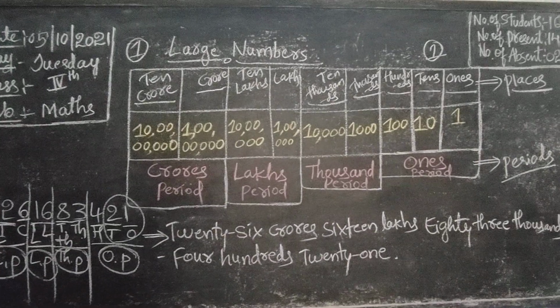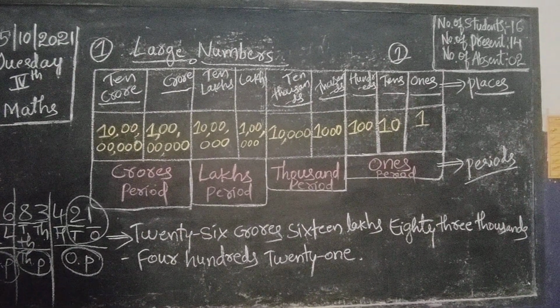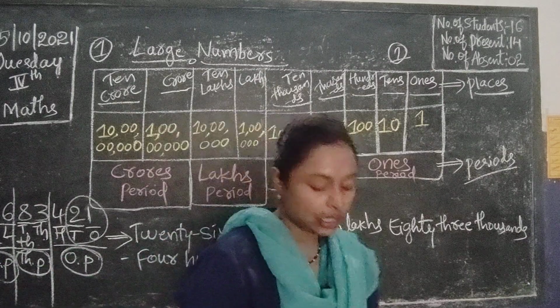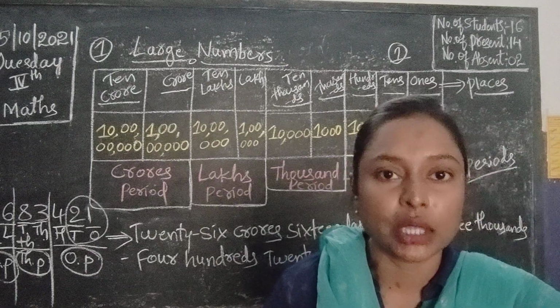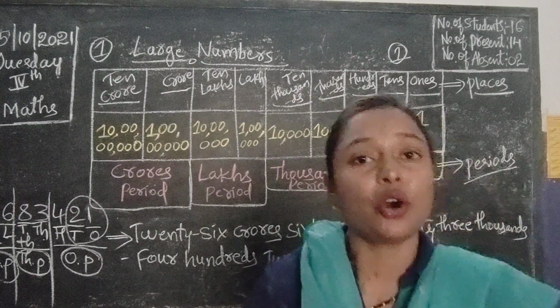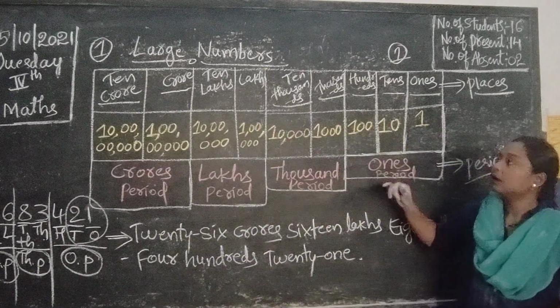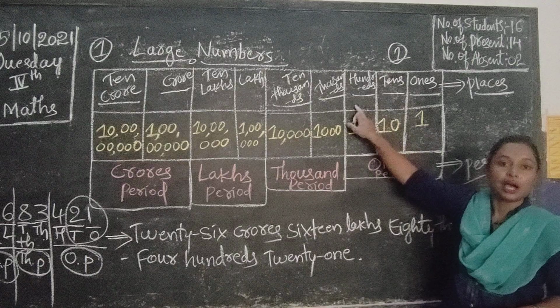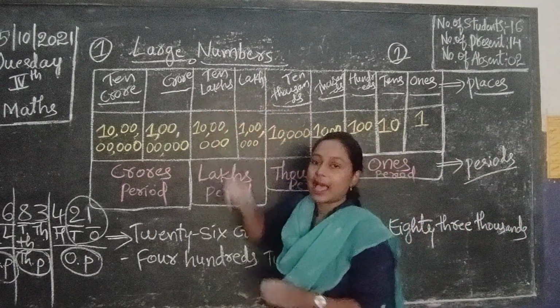Number in the word form. Yes. So here we came to know how to write the given big number in the word form, and also we came to know their places and the places names. Till crore we came to know. So here places are ones, tens, hundred, thousand, 10,000, lakh, 10 lakh.